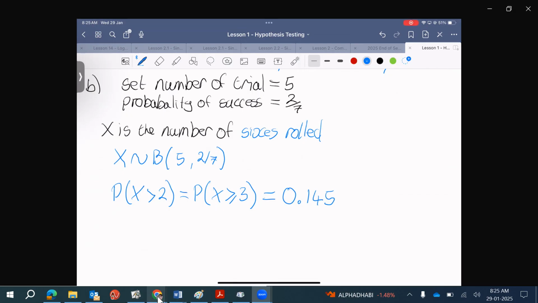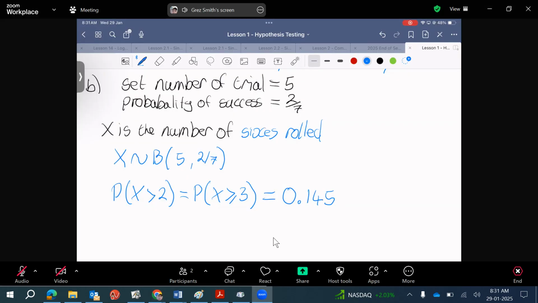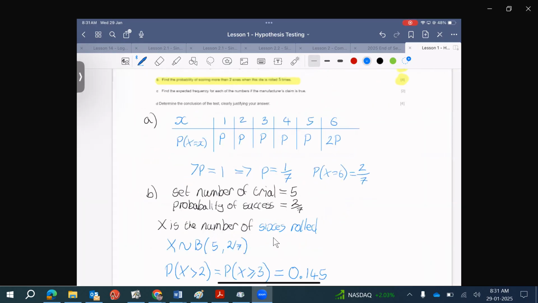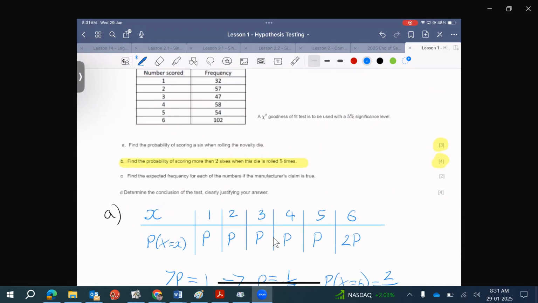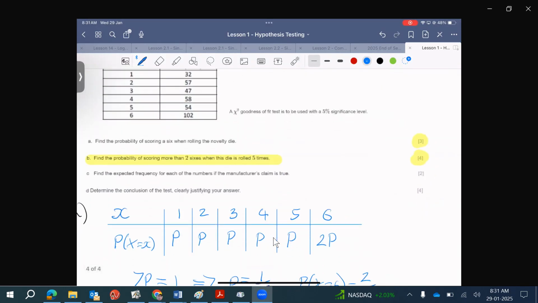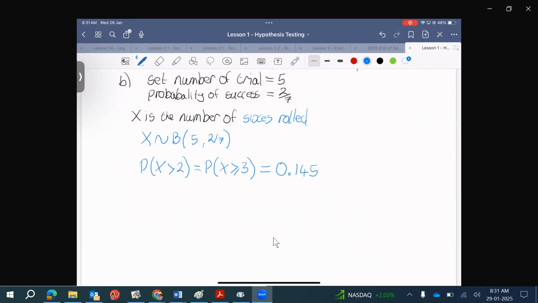Let me come around and help on that one. All right. So what's the next question? Find the expected frequency of each number if the claim is true. Okay. So we need to find the expected frequency for each one.